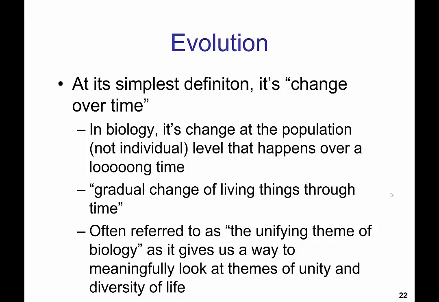Evolution. At its simplest definition, evolution is change over time. In biology, it's change at the population level rather than the individual level, and it happens over a very long period of time. So if we're expanding that definition, we could say gradual change of living things through time. Evolution is often referred to as the unifying theme of biology because it gives us a way to take a meaningful look at themes of unity and diversity of life.